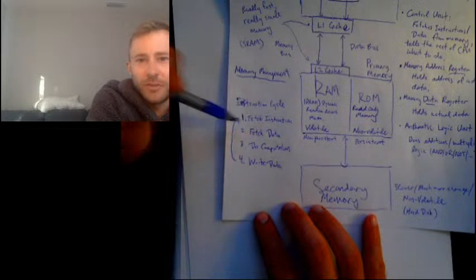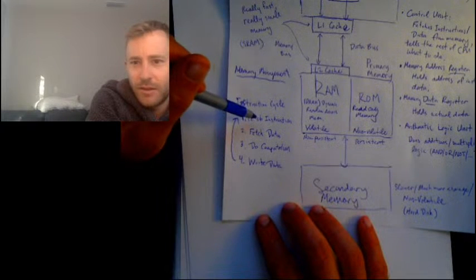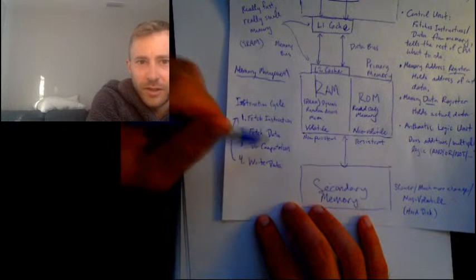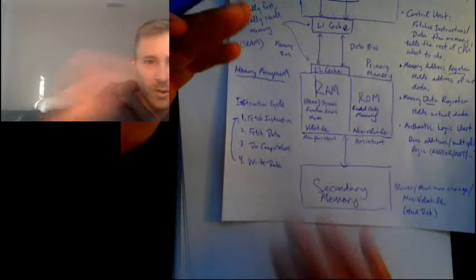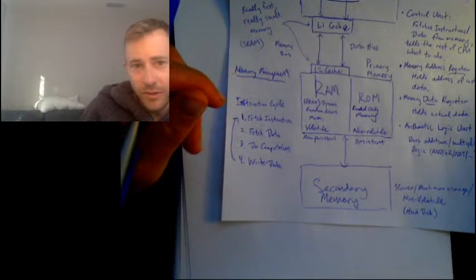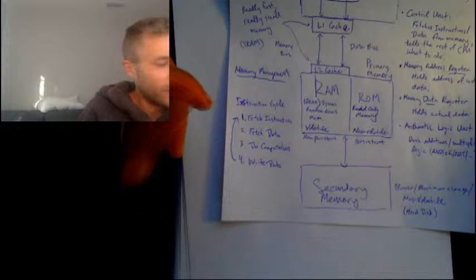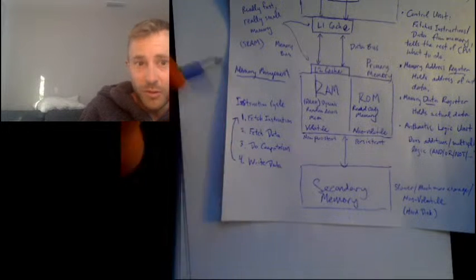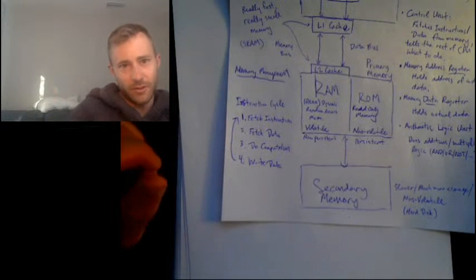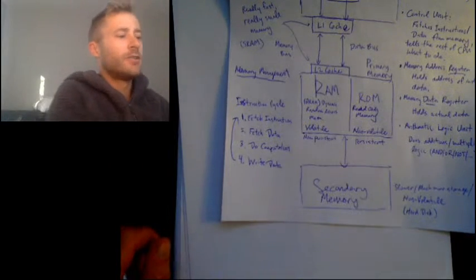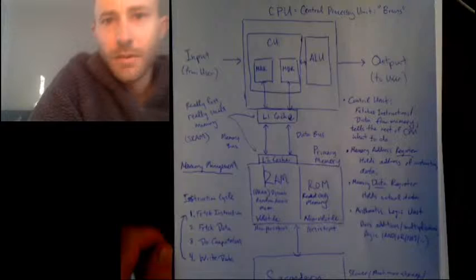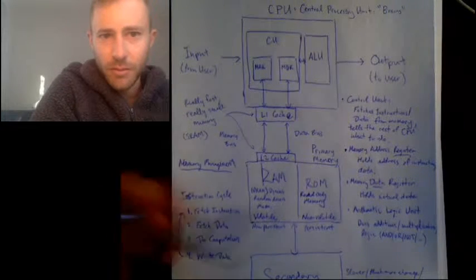But anyways, each of these steps is going to take a certain number of clock cycles within your computer. Okay, so the faster your clock speed is, the more quickly you can run through the instruction cycle, and the faster your computer runs. Okay, so this is a little overview of how a computer works.